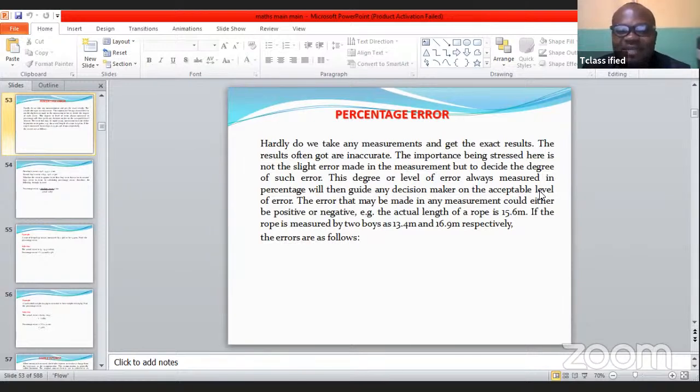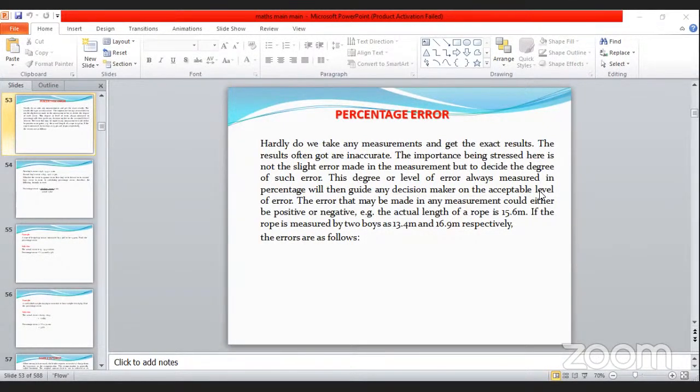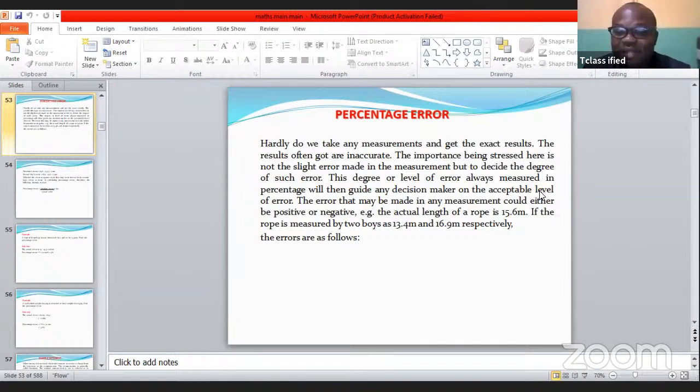So hardly do we take any measurements and get the exact result. The results often got are inaccurate. The importance being stressed here is not the slight error made in the measurement, but to decide the degree of such error. Now, this degree or level of error, always measured in percentage, will then guide any decision maker on the acceptable level of the error. The error that may be made in any measurement could either be positive or negative.